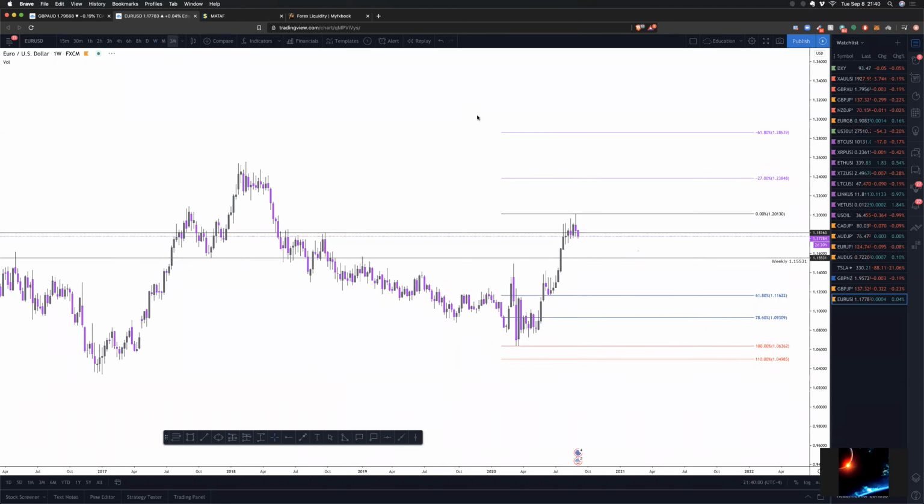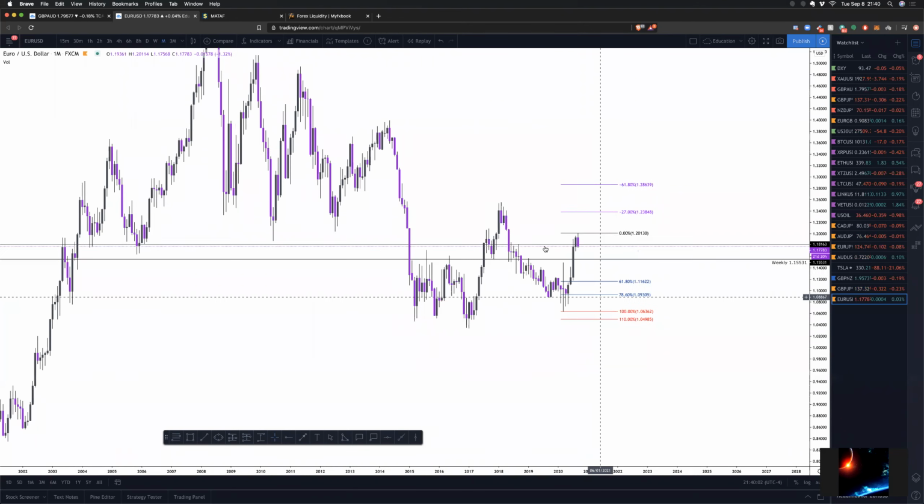So going back to the monthly time frame really quick, the previous month was bullish. This month right now looks bearish, but we still have 21 days on this candle. So like Josh said earlier, anything can happen within these 21 days.